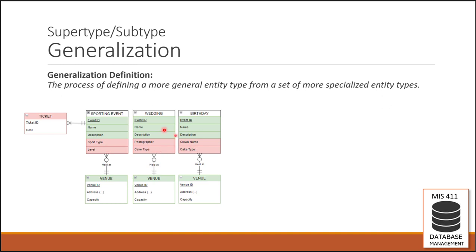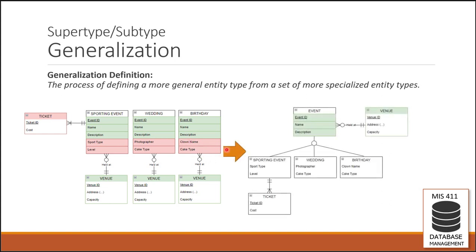Red things do not apply to all entities, right? So you do have cake type in both wedding and birthdays, but since they don't apply to sporting events, they're still considered specific. So what do we do with that? Kind of the same thing, right? We take the common attributes, we turn them into an event supertype. We take the common relationship, venue, and we apply that relationship at the supertype level. That's why venue is up here. The things that are specific to the subtypes, we leave alone.